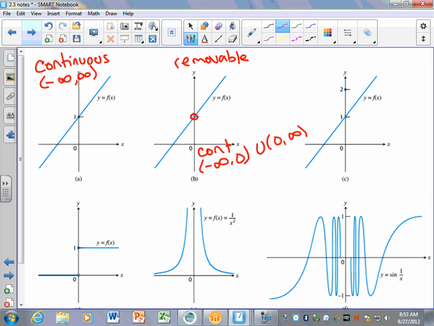Some would just have a graph, and some are just going to have equations. Part C, or letter C, this is a piecewise function. Difference between B and C, we still have an open circle here, but now we have a filled in circle up here, which means we could write that as a piecewise function. What type of discontinuity is letter C?